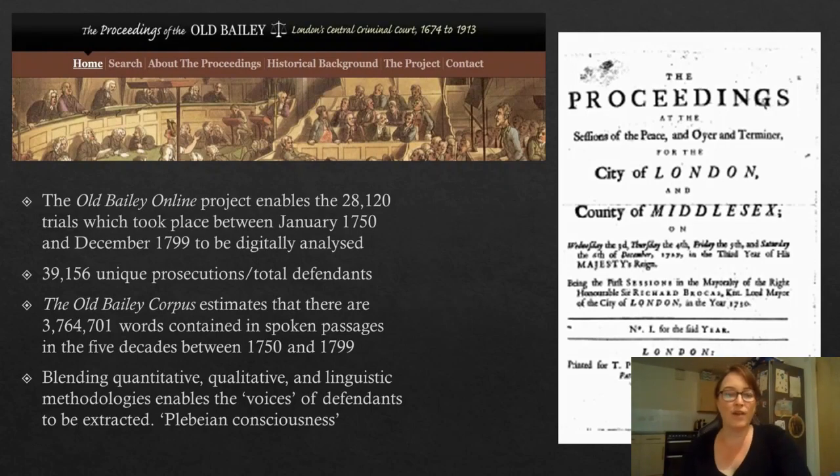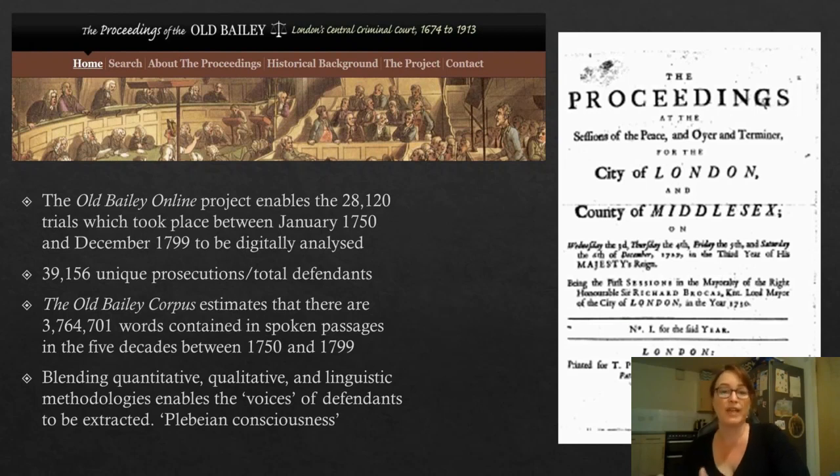Okay, so what I'm going to talk to you about today is a large corpus of evidence that I use in my research, and that's the proceedings of the Old Bailey. As you know, the Old Bailey is a central criminal court in London, and the proceedings were a transcript of the trials that took place there between 1674 and 1913. So here on the right of the screen is what it looked like.